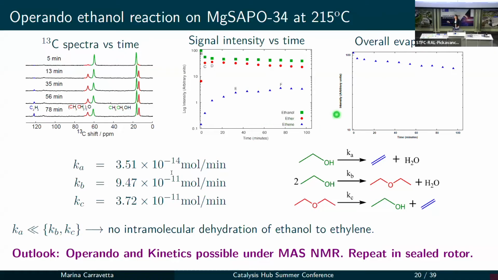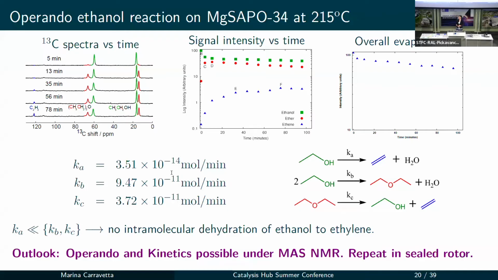And therefore, on this plot here, we have a picture of how the overall evaporation affects the signal intensity over time. Now, these rate constants were obtained on the assumption that at that temperature, all components have the same likelihood to escape.